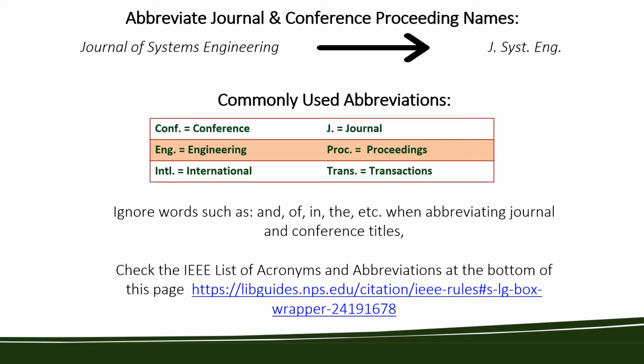In addition, a list of abbreviations for IEEE journal names is linked here, as well as on the Writing and Citing tab for the CY, SE, SEOR, and ECE subject guide. Abbreviations for individual words on this list can be used for any journal title, not just IEEE styles. For help abbreviating a title, contact the engineering librarian.